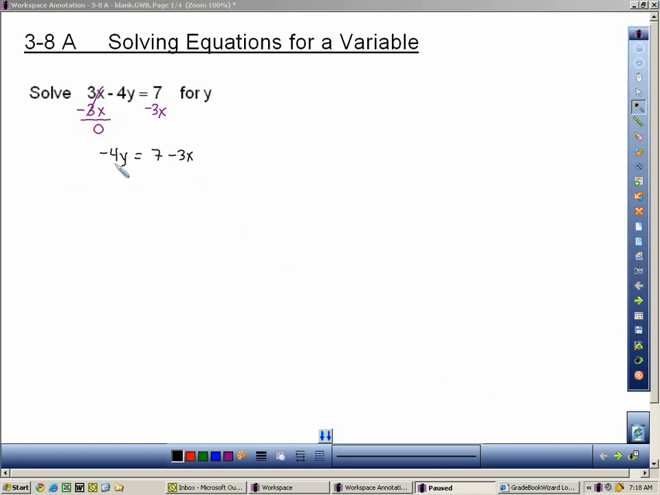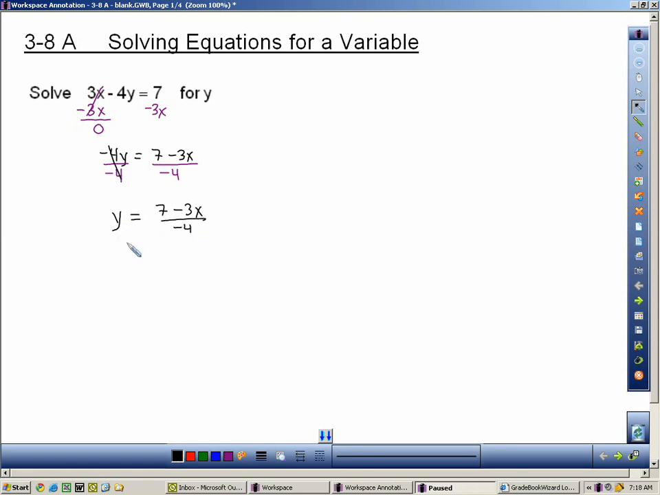Now I still haven't gotten the y by itself. There's a negative 4 connected to it. The negative 4 is connected with multiplication. So we're going to do the inverse of multiplication, which is division. And we're going to divide both sides by negative 4 to keep the equation balanced. The negative 4's will cancel, leaving me with a y, which is exactly what I wanted. And on the right side, I have 7 minus 3x over negative 4.